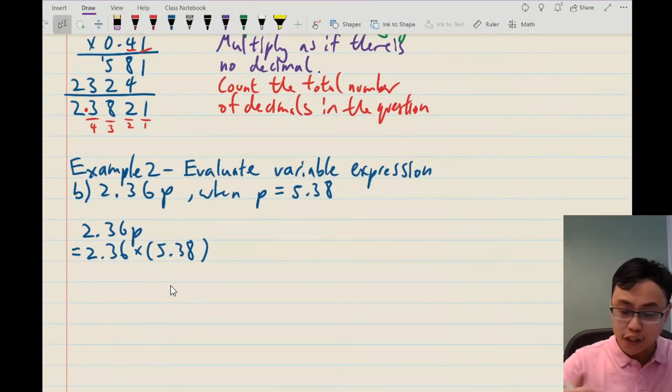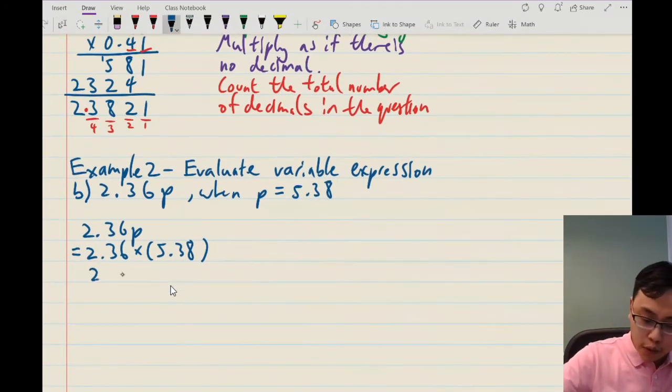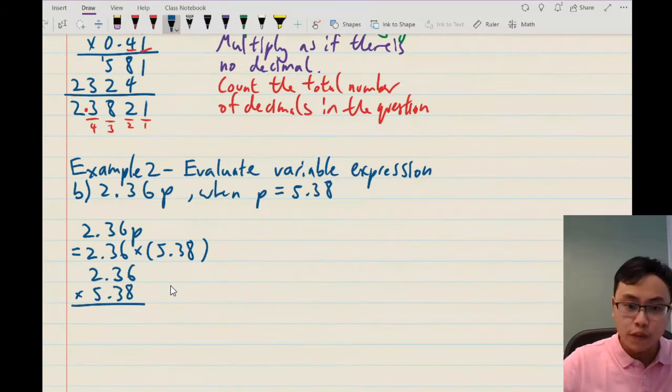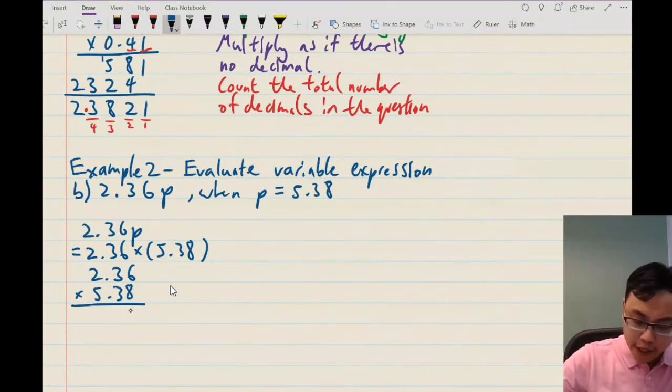So this is 3 digits times 3 digits. So let's just go ahead and do that. 2.36 times 5.38. And so when we do this, this is going to be 8 times 6, which is 48, okay? And then the 4 goes up on here. 8 times 3, which is 24, plus 4 is 28. And 2 goes up here. 8 times 2, 16. 16 plus 2 is 18, so 18 goes up here.